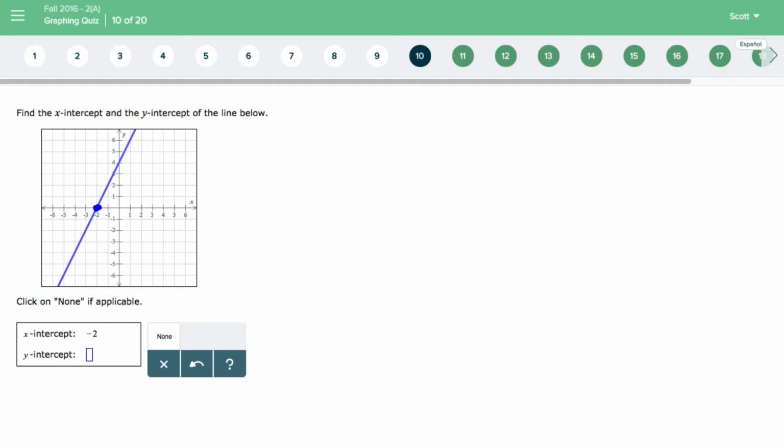Where does it cross the y-axis? It crosses right here at 4. So that would mean my y-intercept is 4. And that's all you have to do there, is just find out where it crosses and put those numbers.